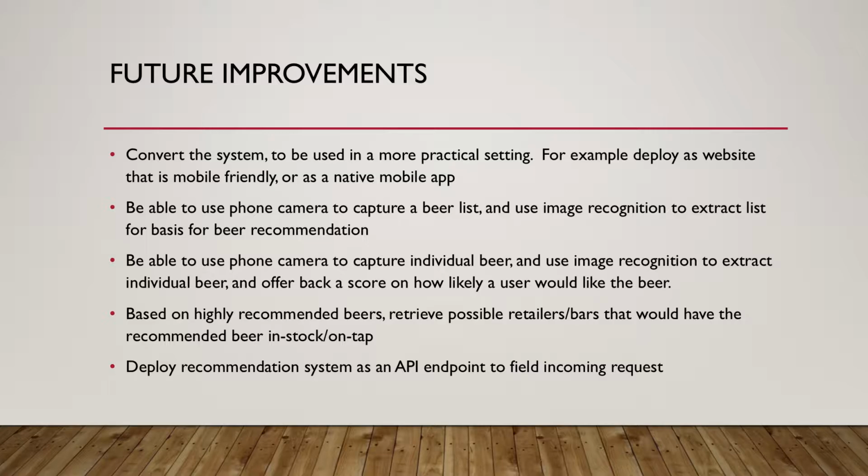And there are also other features you'd be able to leverage, and this is more long-term thinking. You're not likely to type an entire beer list into this application. The more likely scenario is that you'd use your phone camera to capture a beer list on the board, or perhaps take a photo of the beer menu itself, and then use image recognition to extract the list of beers for the beer recommendation. I think that will probably yield higher usage of the app.